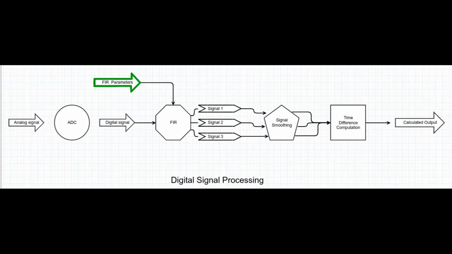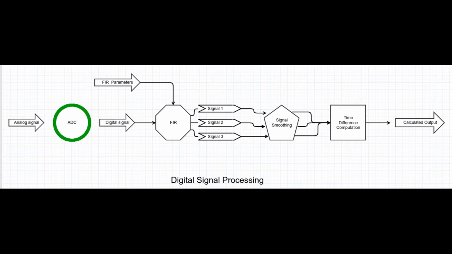We optimized the filter parameters as well as the parameters used to generate the signal, so that we could reduce the overall error of the system. After the 3 signals pass the FIR filter stage, they are smoothed and further processed to estimate the time difference of arrival of each signal.